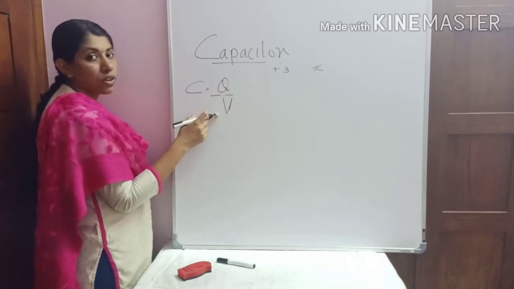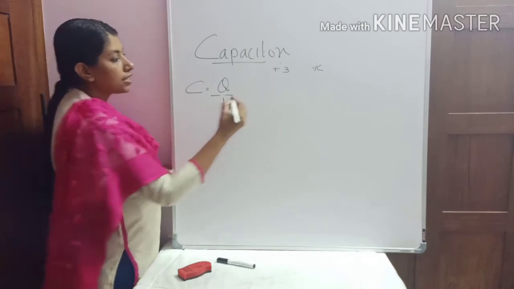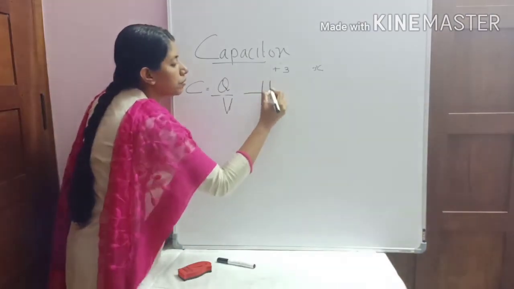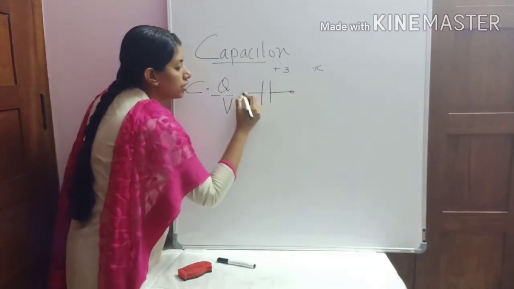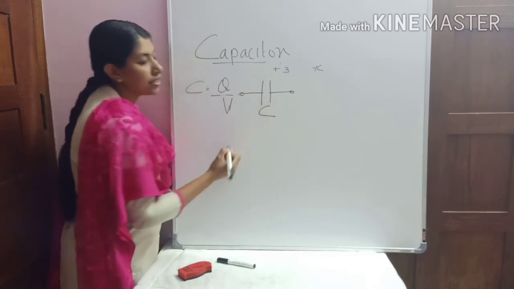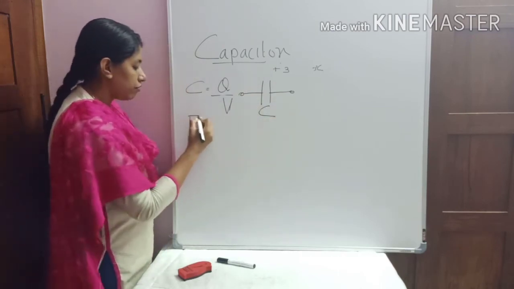So this is what is called capacitance, and the capacitor is represented by this symbol and is denoted by capital letter C, and it is measured in farad.